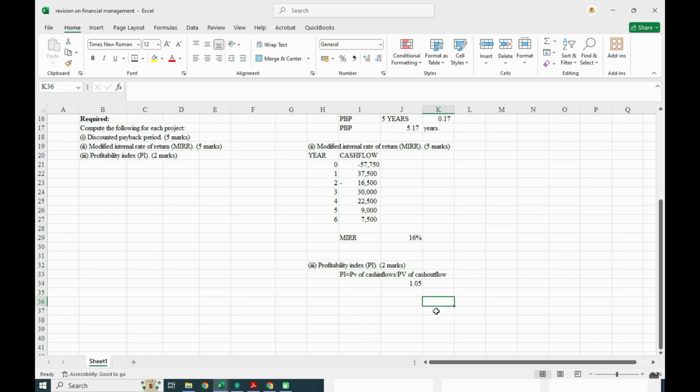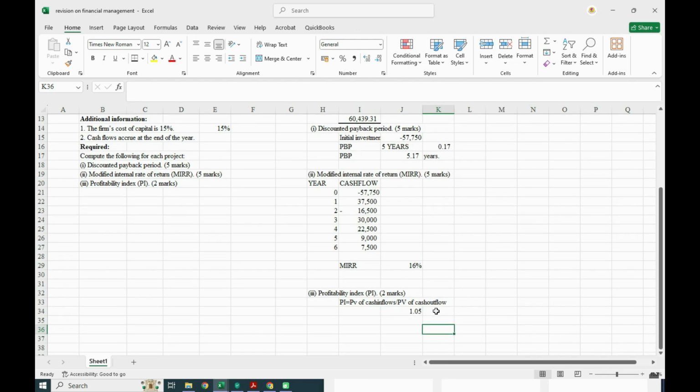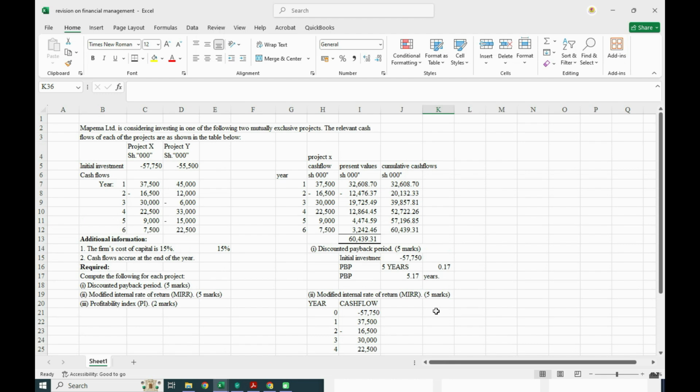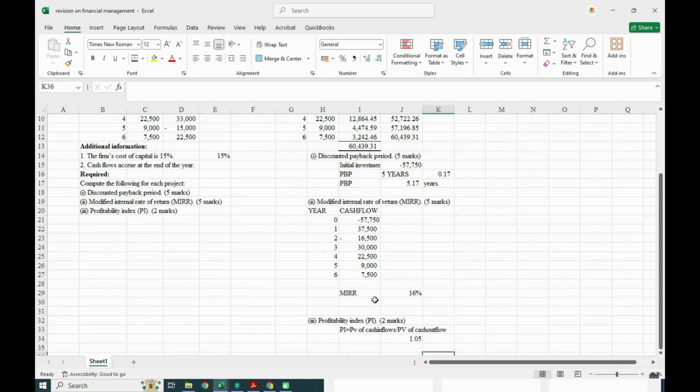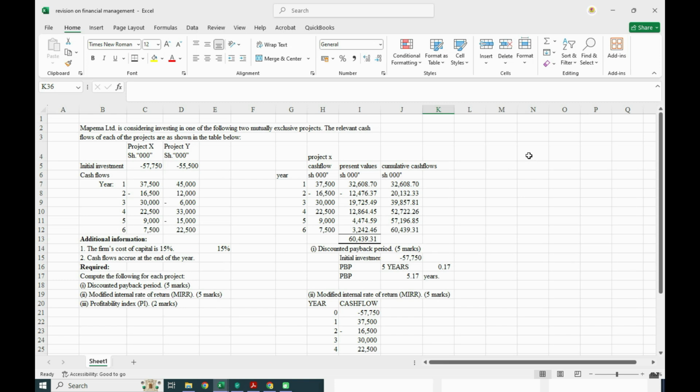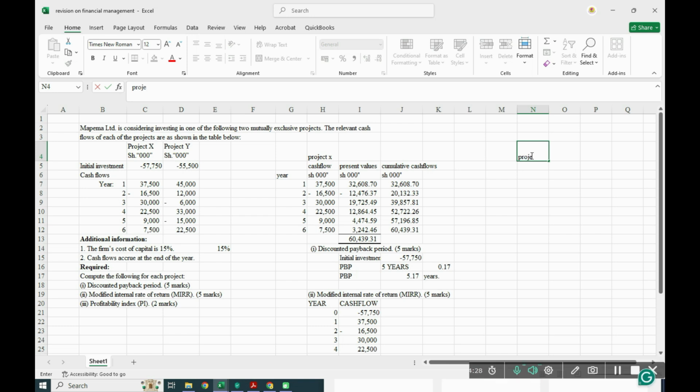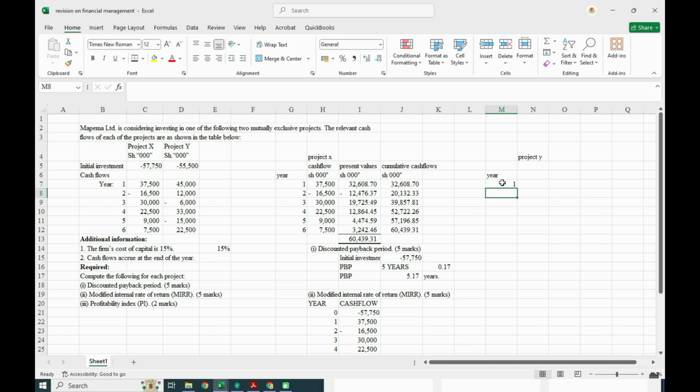So we have a profitability index of 1.05, that is what we shall be able to use. Then that is for the first project. We can do for project 2 here, project Y. So for project Y, we have the year 1 to year 6, and then we have our cash flow.